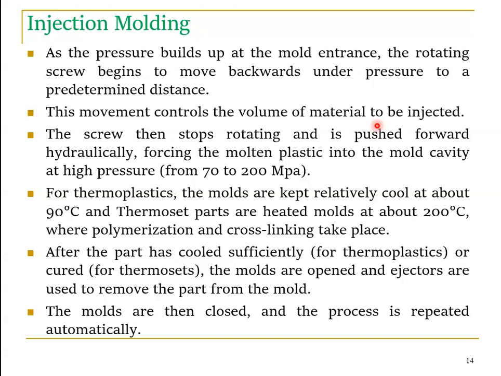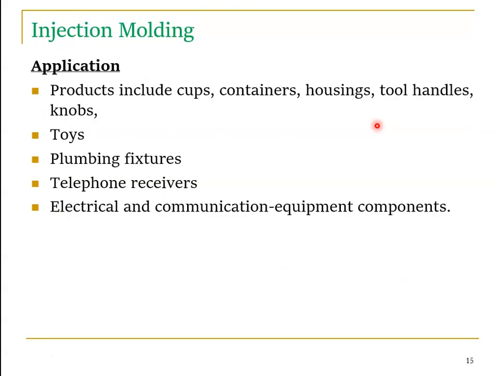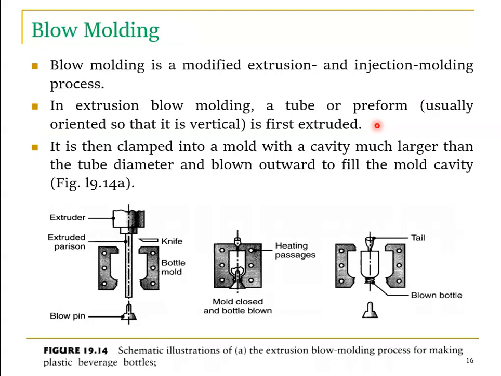We allow it to solidify or cure. After that we remove the material with the help of ejector pins. The molds are then closed and the process is repeated automatically. So this is injection molding. The applications include cups, containers, housings, tool handles, knobs, toys, plumbing fixtures, telephone receivers, and electrical and communication equipment components. These are some of the applications for injection molding, right?